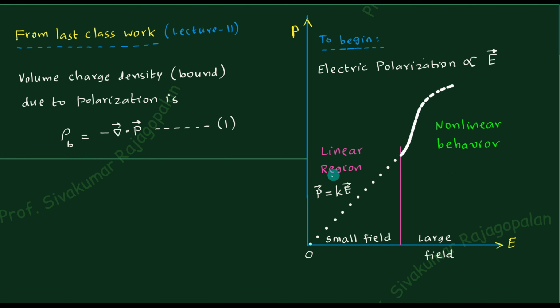And where the polarization is proportional to the electric field, the constant can be written as some k there. And this constant can be rewritten in terms of another constant that we will see later. So this is all about the graph. Now what you have from the last class work is the polarization, and you have the measured values. So in case you have the functional relation, that means in the form of an equation, then you can always evaluate the divergence.